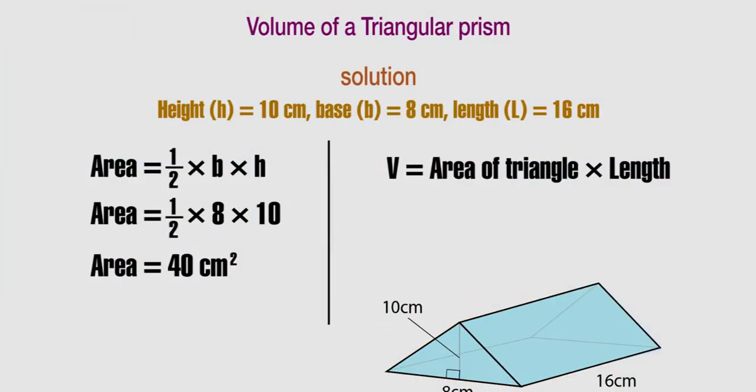Now we have calculated the base area. The next thing is to find the volume of the triangular prism. And that is given by area of the triangle multiplied by the length. So if you do our substitutions, we have V equals 40 times 16. Therefore, the volume is equal to 640 centimeters cubed.